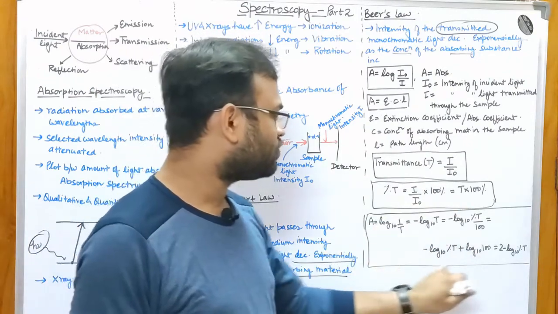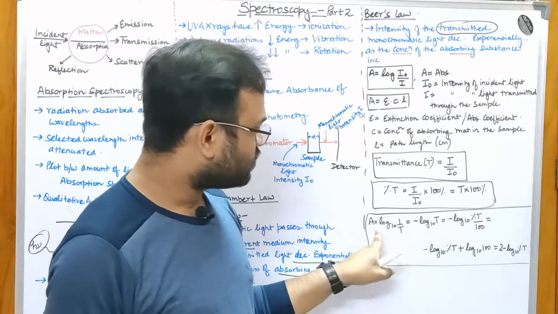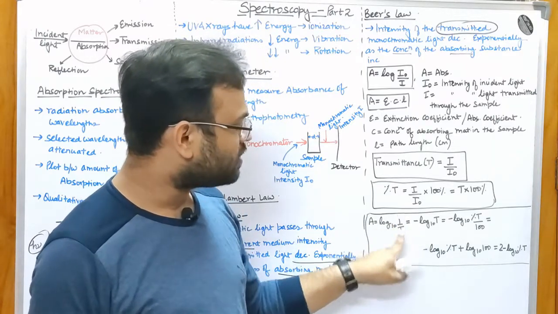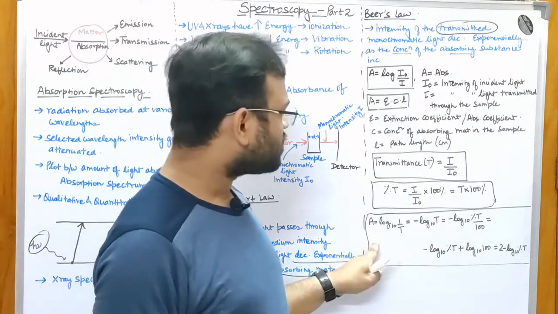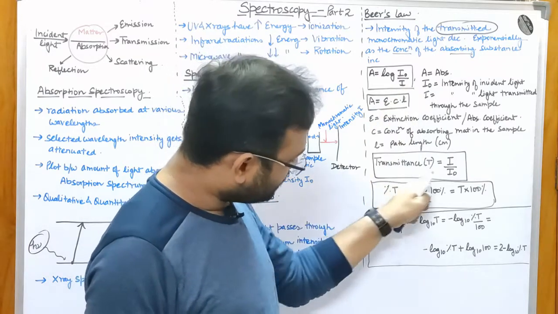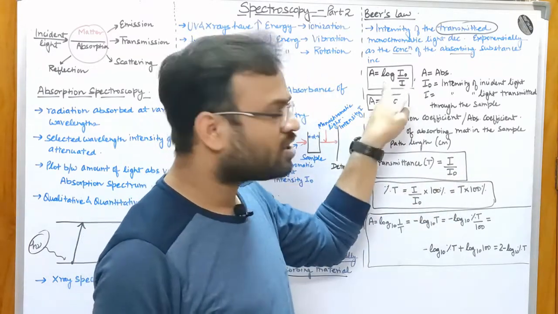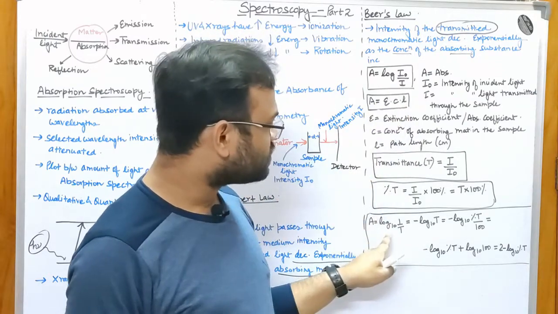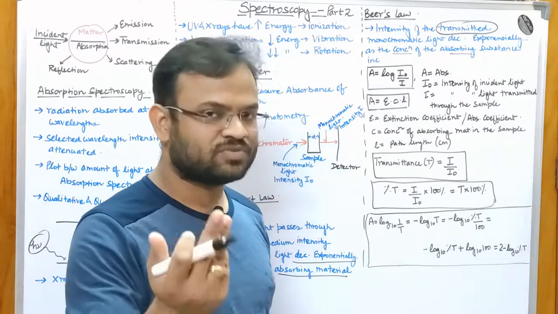Now these are the formulas that link absorbance and transmittance. A is equal to log 10 of 1 by T. How did this formula come up? Absorbance meant log I0 by I, and transmittance is I by I0. So it is just the reciprocal, with the log term extra. So A is equal to log 10 of 1 by T. That means the log of the reciprocal of transmittance is absorbance.